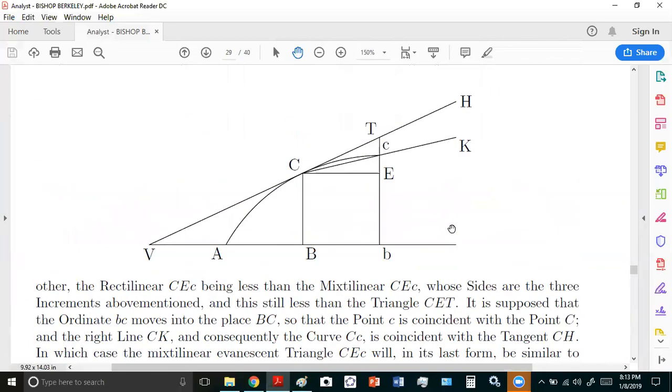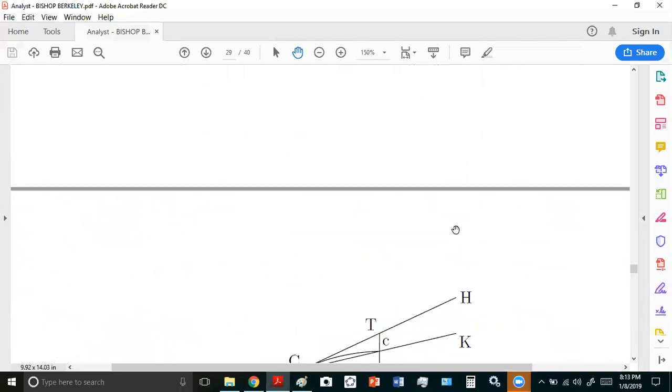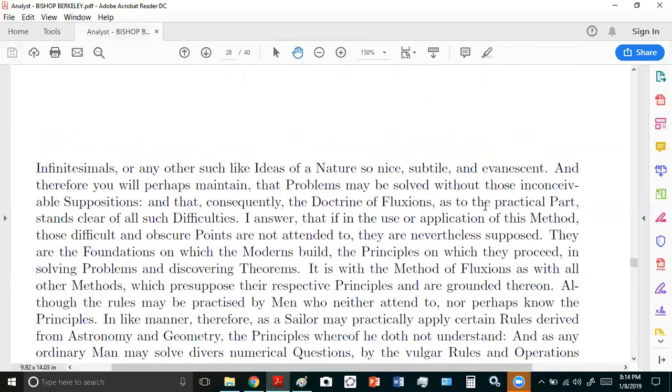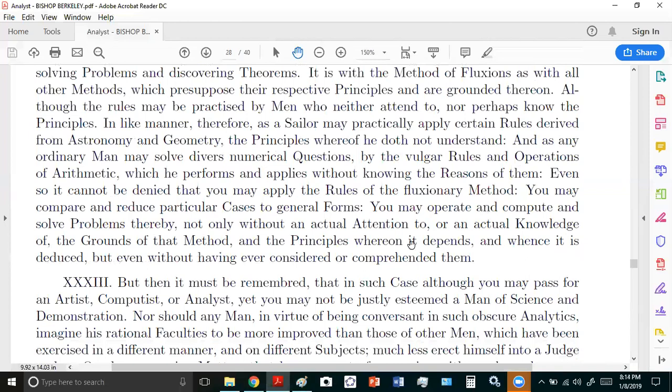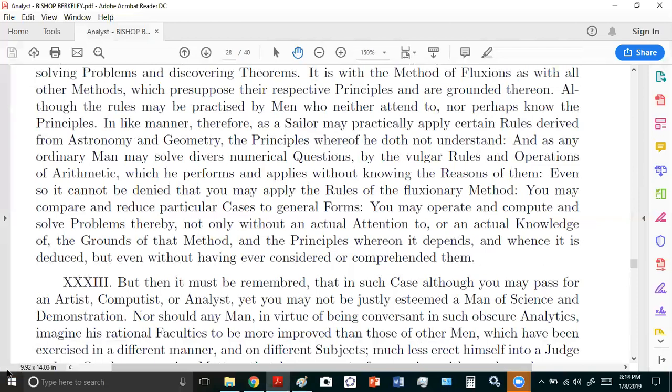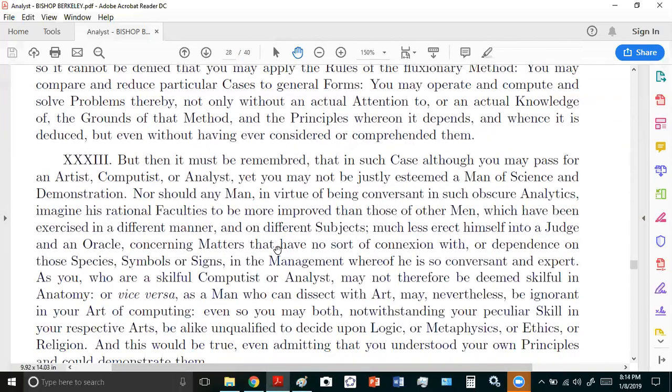quite candidly shows that Newton didn't know what he was really talking about. He was experimenting. He couldn't explain his principles. So here's another beautiful problem here. It says, you may operate and compute and solve problems thereby not only without an actual attention to or actual knowledge, and the principle whereon it depends and whence it is deduced, but even without having ever considered or comprehended them. So this last section is very important. Without having ever considered or comprehended them, all right?